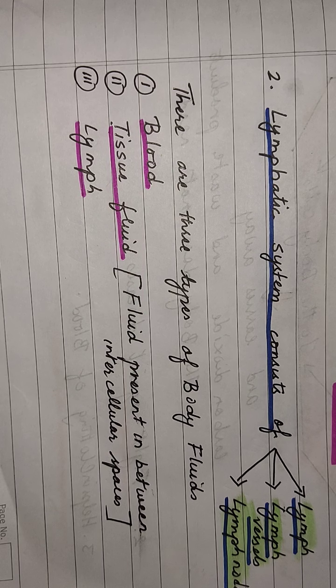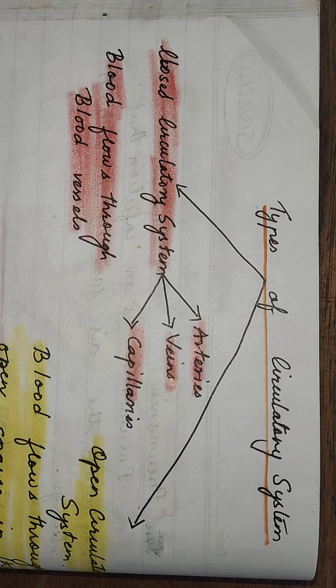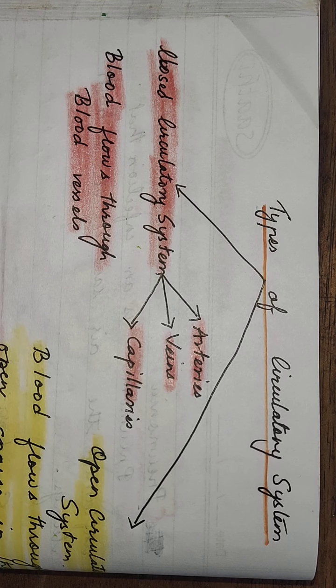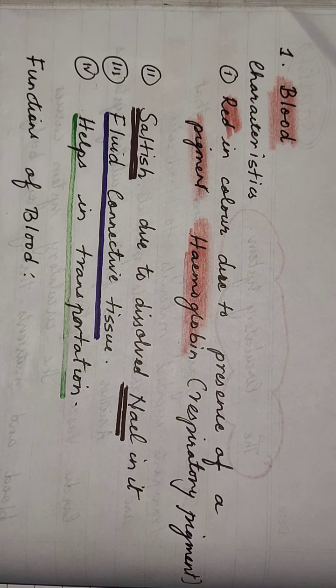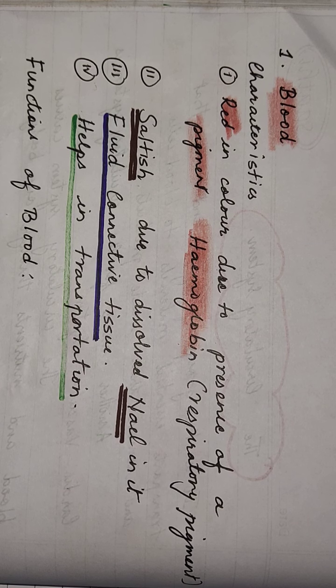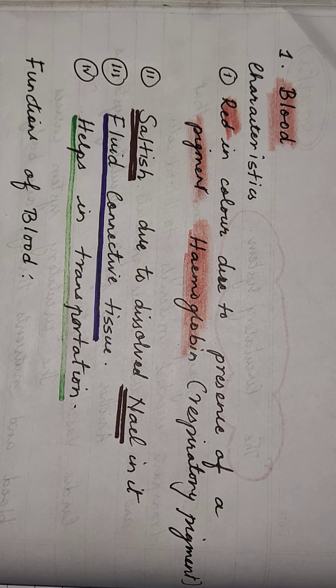Three types of body fluids, that is blood, tissue fluid and lymph. And types of circulatory system, that is closed circulatory system consisting of arteries, veins and capillaries, and open circulatory system. Today we are going to learn about one of the most important fluids that we have in our body, that is blood.